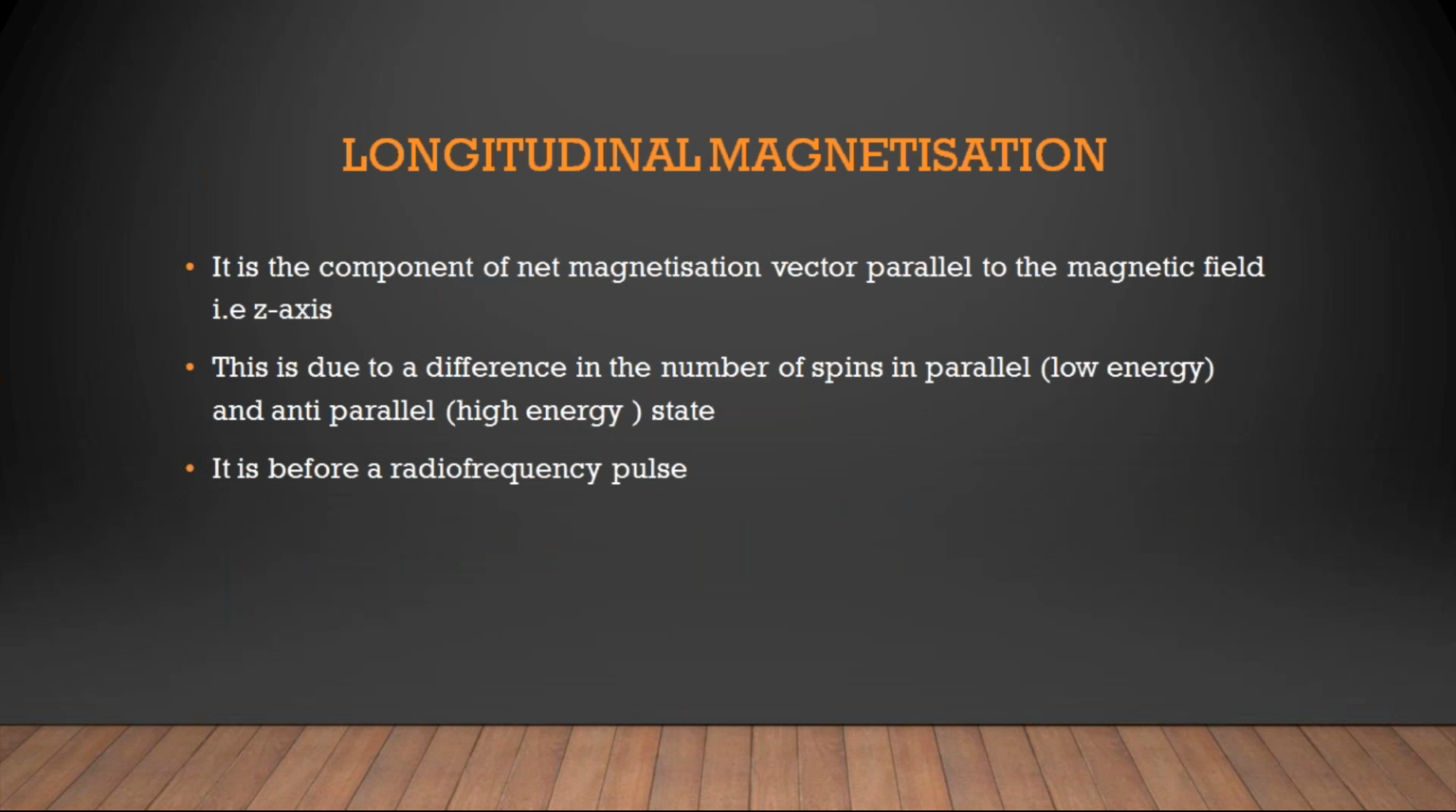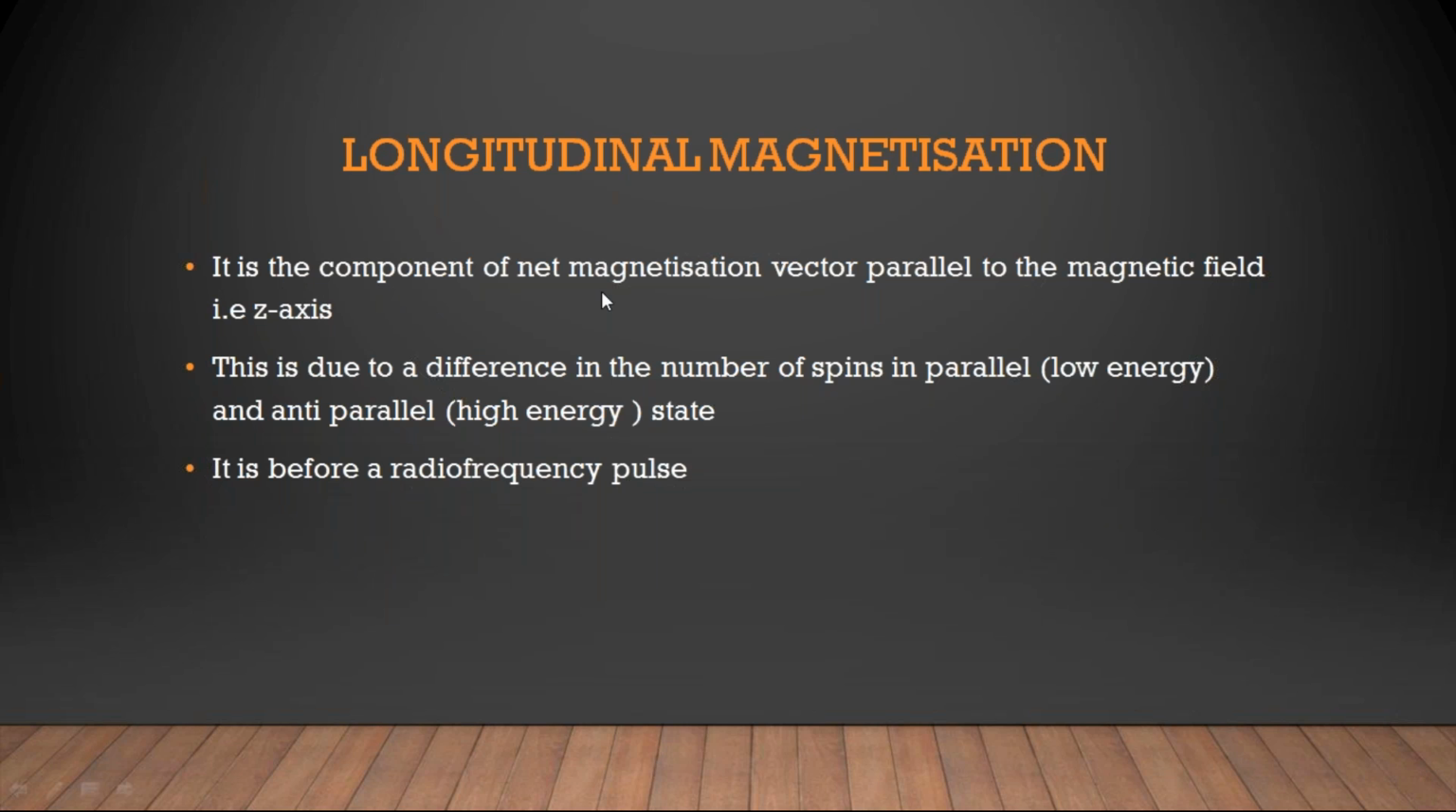So there are two types of magnetization. One is longitudinal magnetization and the other is transverse magnetization, through which we will obtain the MRI images. Imagine two kinds of axes. One is the z-axis, which is the longitudinal magnetization, and the other is the xy axis, which is the transverse magnetization.